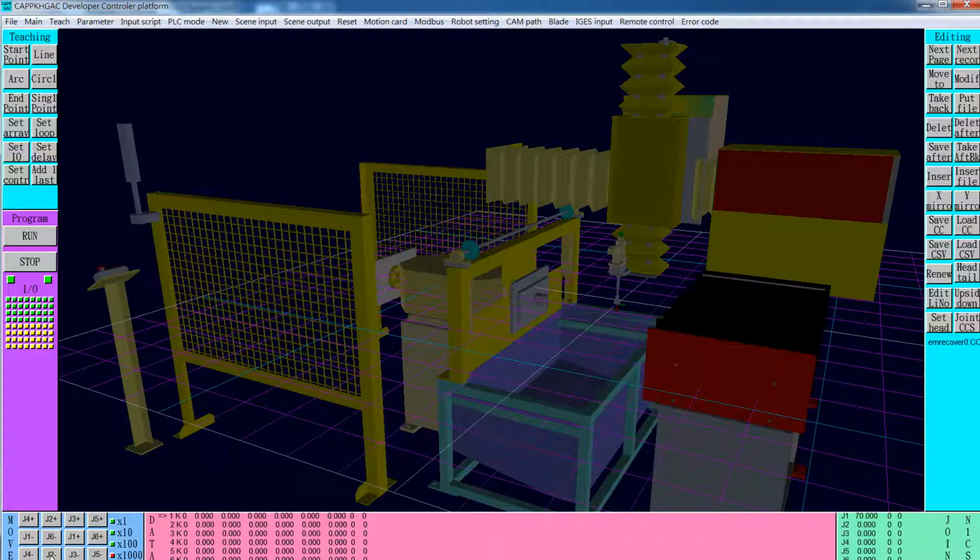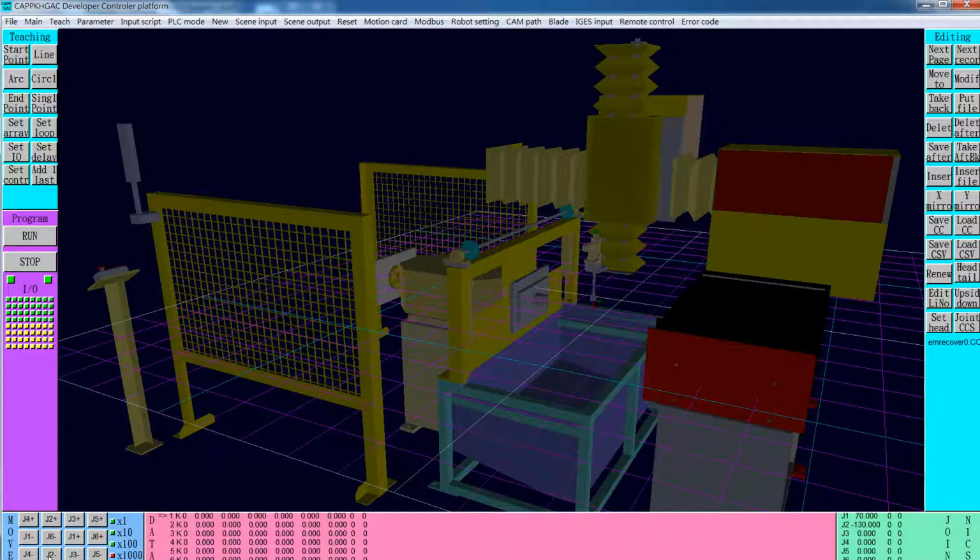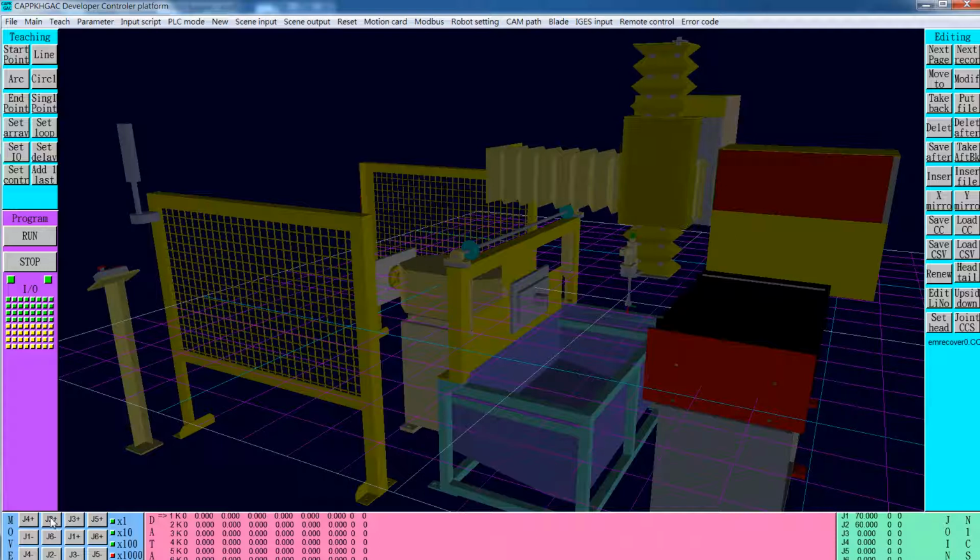Then we check the Y axis. It's J2 minus. This is the Y minus direction. It is correct. J2 plus is correct. The Z component follows. The X component still stands still. The Z structure goes downwards. The Z structure goes upwards. The X and the Y structures stay still.